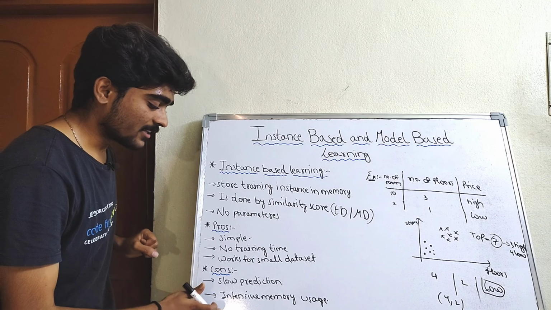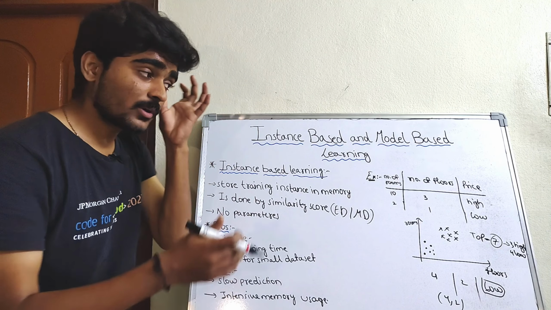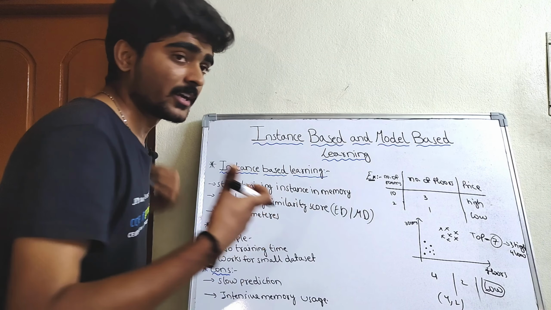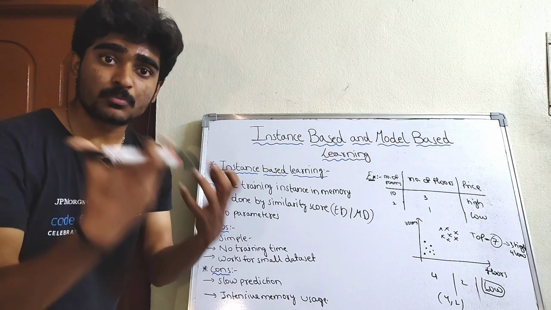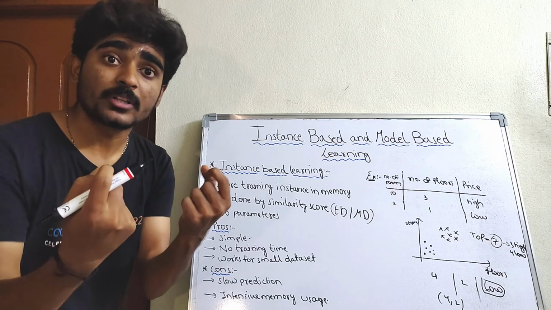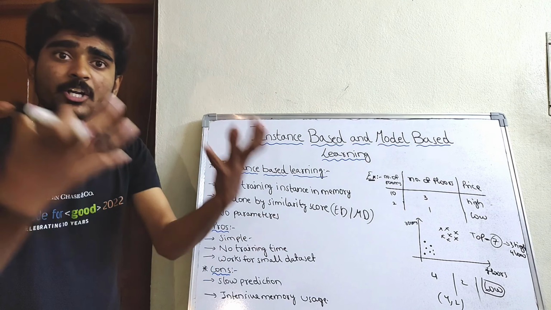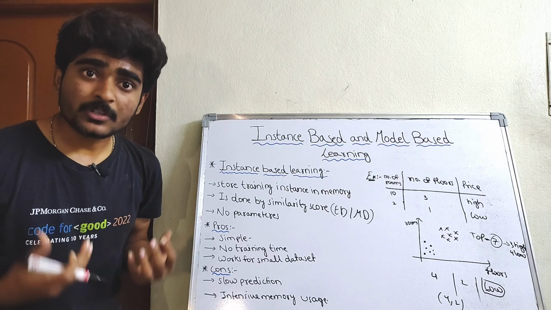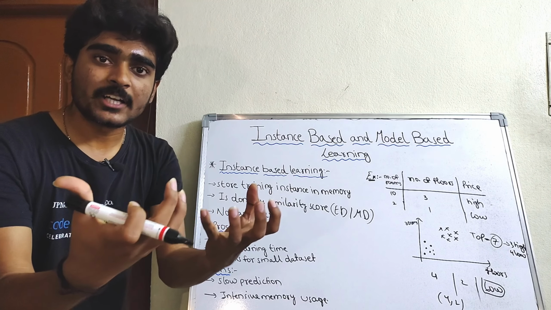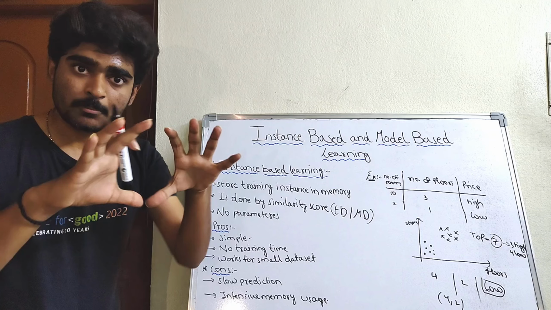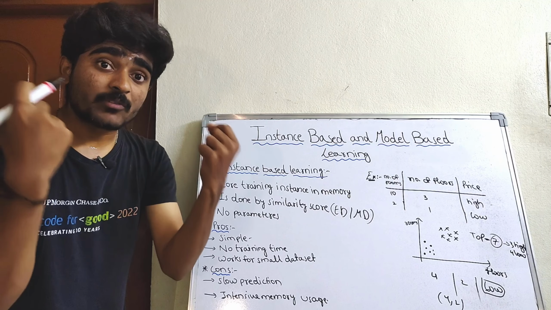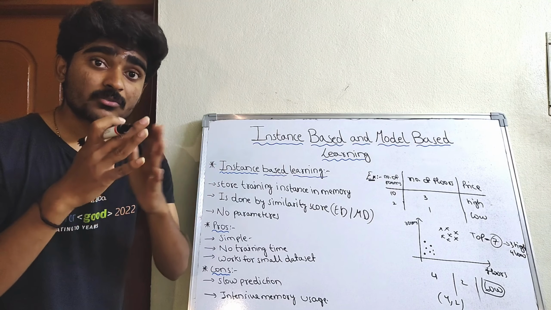Now second is intensive memory usage. Let us say we want to deploy this model in production. For deploying this model in production, we are not directly deploying the model, but we are deploying the entire data points. If we have 1 lakh data points, we are deploying the entire 1 lakh data points on the server. So it is very much costly.